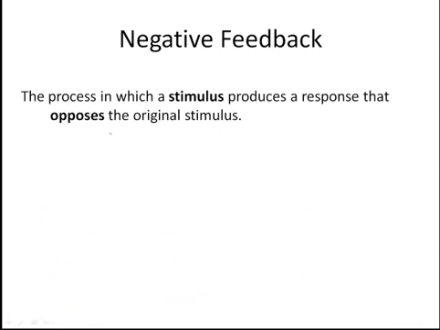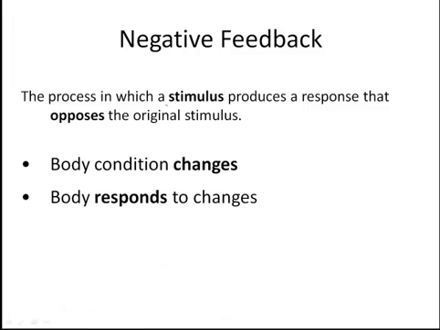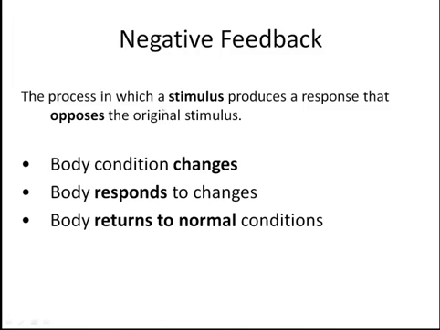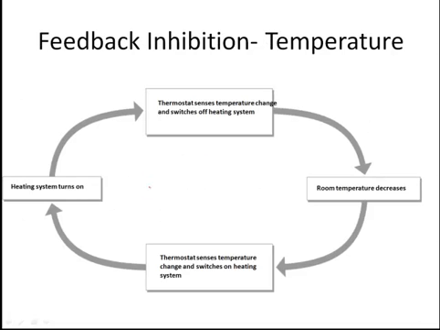A lot of times this happens by something called negative feedback, and that is where a stimulus is going to make something happen that's going to have the opposite effect of what was the problem in the first place. So a good example of that is like when you're cold. You're cold, your body responds and makes you warm again, and it stops the response that it was doing to make you warm. So body condition changes, the body responds to the changes, and then it returns to normal conditions, so it stops the response once you're back to normal conditions.